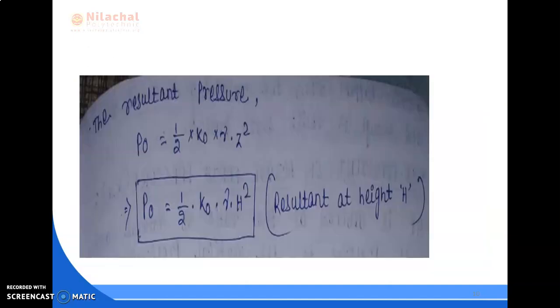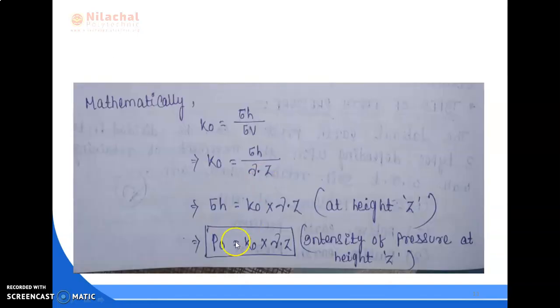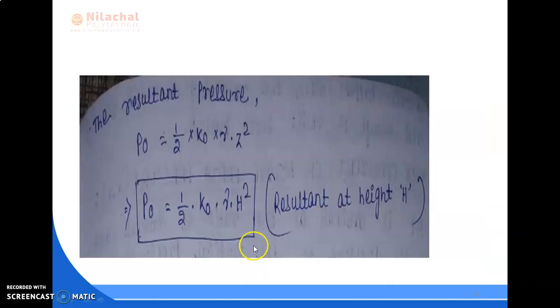But the resultant pressure is P naught equal to, we have to derive it, half into K naught into gamma into Z square. So P naught equal to, finally the resultant is half into K naught into gamma into H square. So you have to remember the intensity of pressure value, also the resultant pressure value. And this is the resultant at height H. This is H square. In place of Z, we replace it by H.